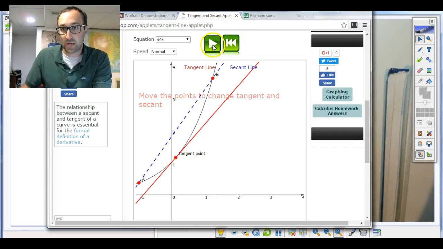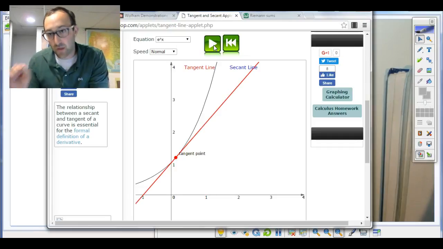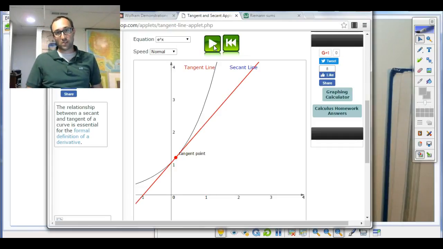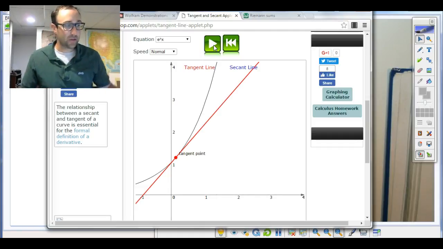All right, so let's just see that again. We can say there's our secant line in blue. As the points get closer and closer together, they eventually become the tangent point. But you can't find the slope at a single point without calculus. All right, so there's the first one.